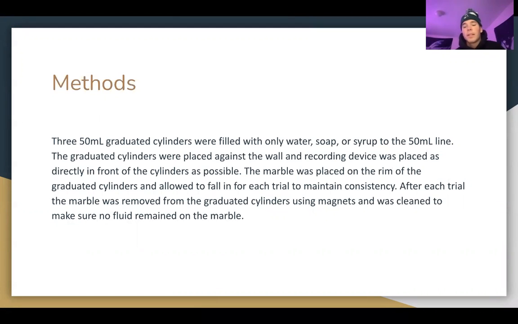The marble was placed on the rim of the graduated cylinders every time, and this allowed each trial to maintain maximum consistency between each drop. After each time, the marble was removed from the graduated cylinder using a magnet, and this was cleaned before each drop to make sure no fluid was contaminated with another fluid.